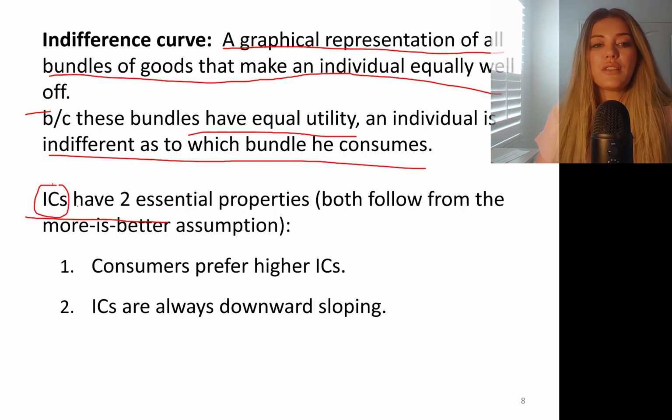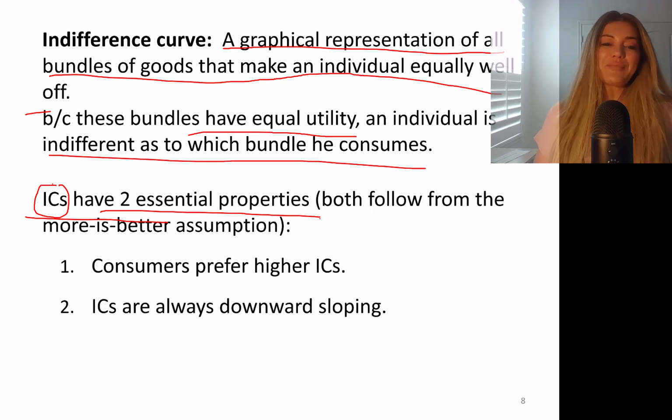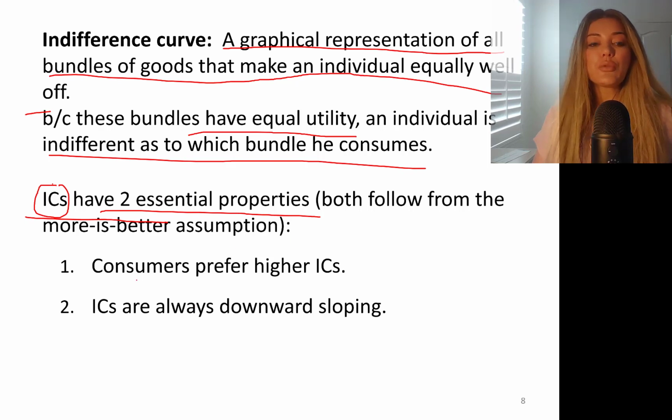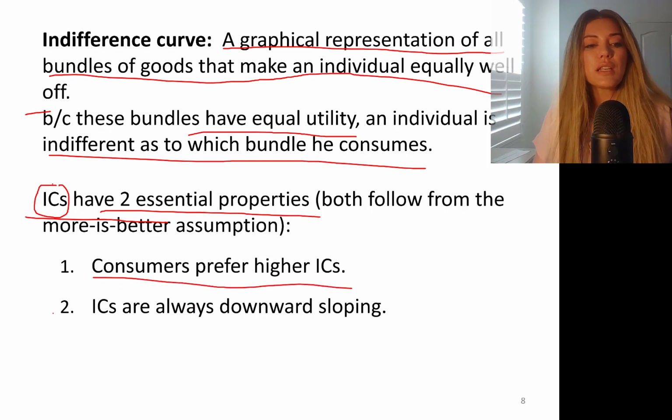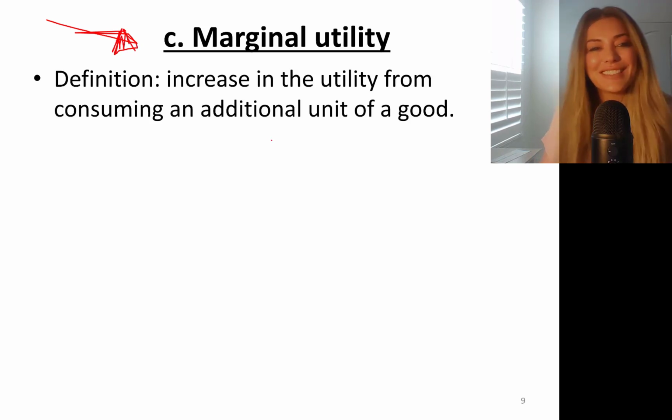So indifference curves have two essential properties. We talked about this before. These are coming from the non-satiation principle, the more is better assumption. Consumers prefer higher indifference curves, and indifference curves are always downward sloping. And we're going to answer why indifference curves are always downward sloping, but we need to talk about marginal utility.